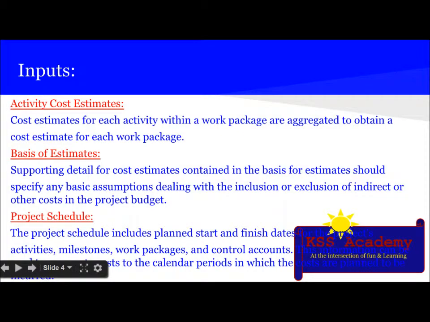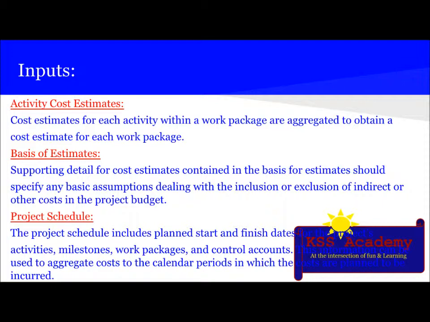The next input is activity cost estimates. Cost estimates for each activity within a work package are aggregated to obtain a cost estimate for each work package. Then the basis of estimates: the supporting detail for cost estimates contained in the basis of estimates should specify any basic assumptions dealing with the inclusion or exclusion of indirect or other costs in the project budget.